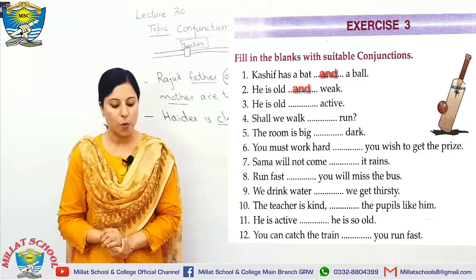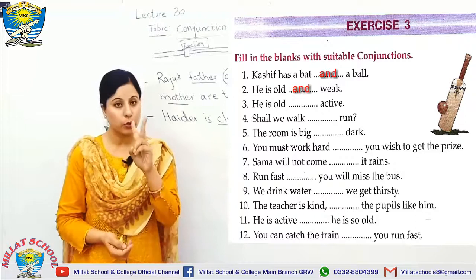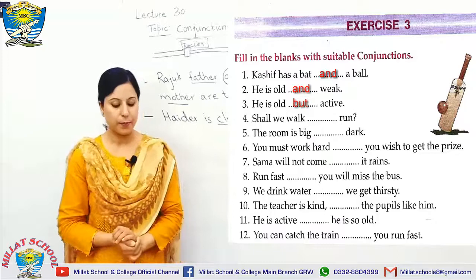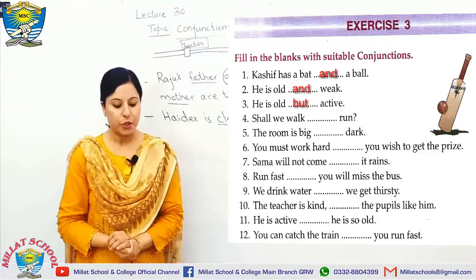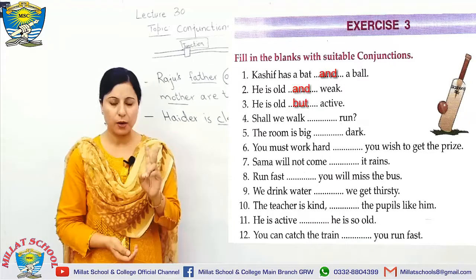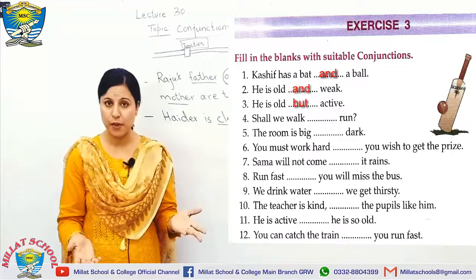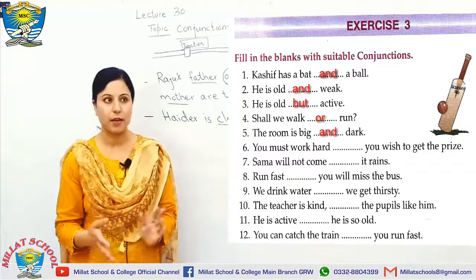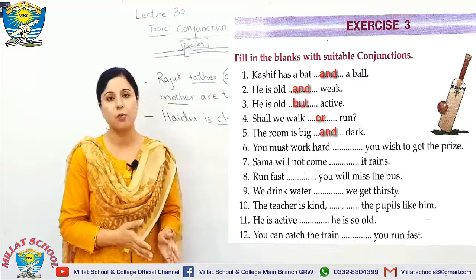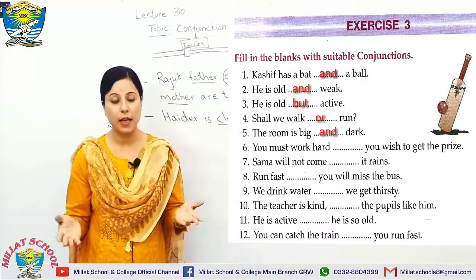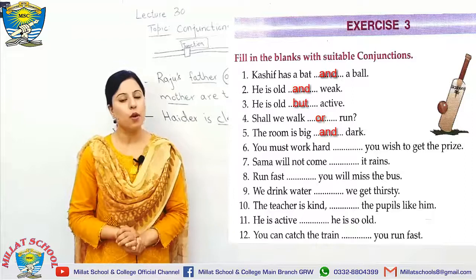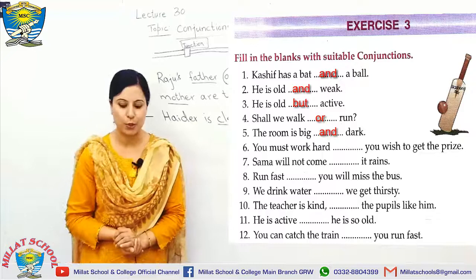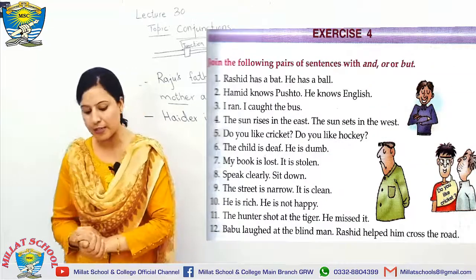Number 3, he is old but active. Now we are talking about two opposite situations. He is old but active. But will be used as the conjunction. Number 4, shall we walk or run? Now we are talking about the choices of two things, and we have selected the conjunction or here. Number 5, the room is big and dark. Again we are talking about the same noun's adjectives, that is dark and big. So, I hope that this is clear to you all, and now you can complete the rest of the sentences on your own. Let's move to page number 175.